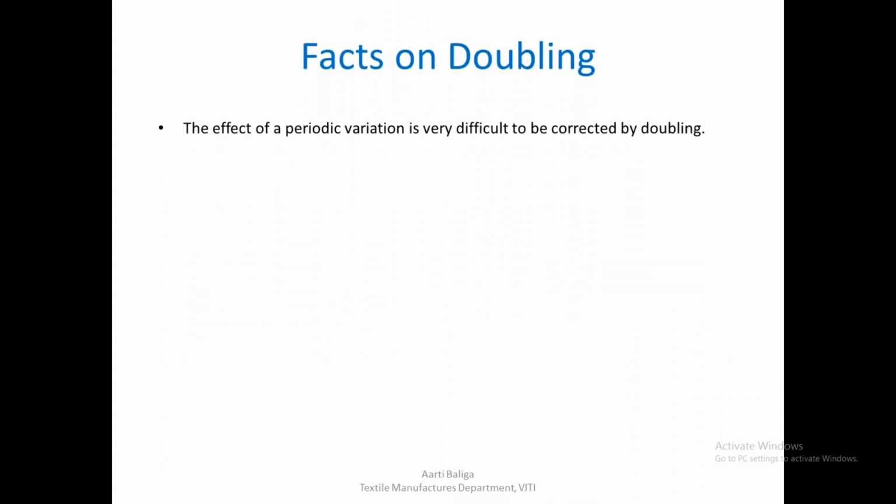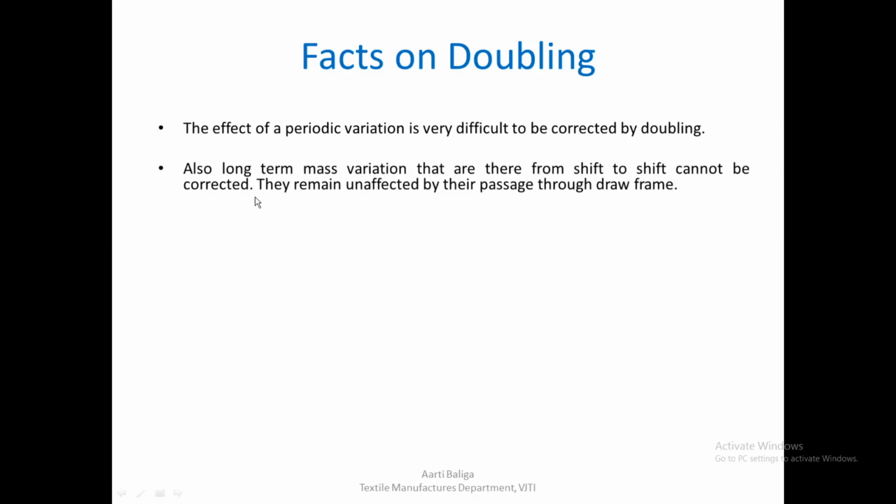So let us understand the basic facts on doubling. Doubling cannot correct, or rather it is very difficult for it to correct, periodic variations. Also long-term mass variations that are there from shift to shift. When I say long-term, we know the length of it, we have learned it in the earlier lecture. If there are large length variations around 250 meters and above, they are due to the shift to shift variations that we find, and such variations cannot be corrected by doubling. They remain unaffected by the passage through the draw frame.